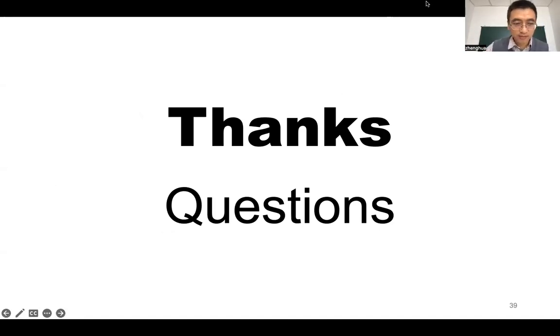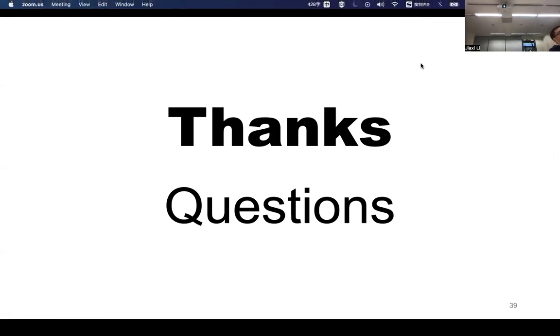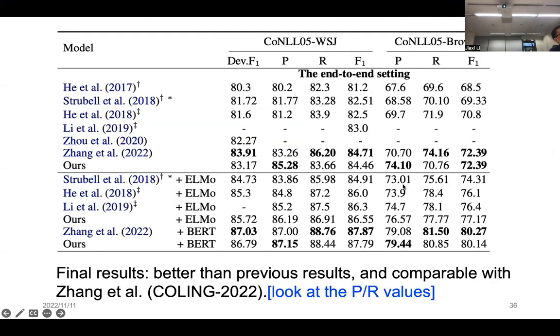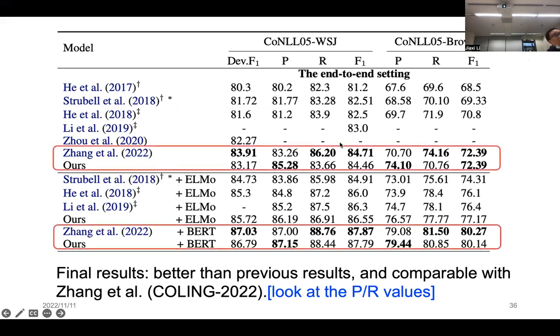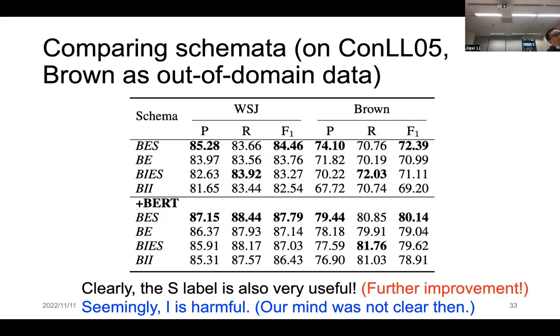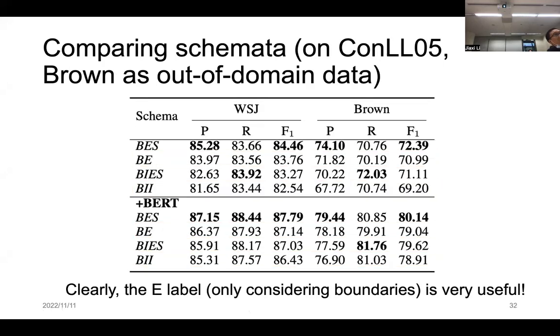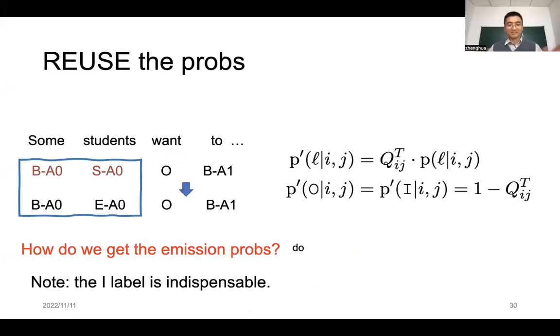Any questions? Okay, Zhenghua, thank you for your wonderful talk. So maybe I can start with a question, if that's okay with everyone. You mentioned I is important, right? At some point you said if you want to do the constrained Viterbi decoding, you need I, but later you found it's helpful to drop the I. So I'm just wondering how did you handle it?